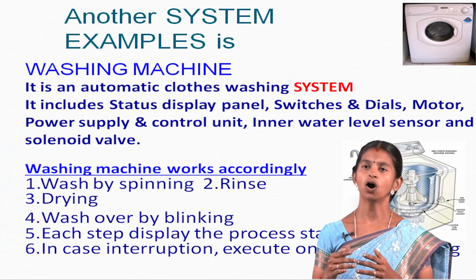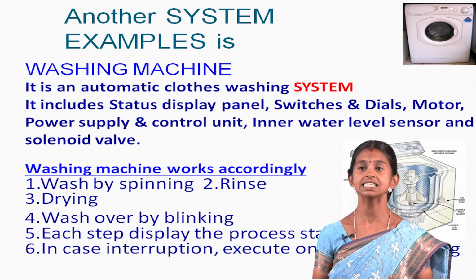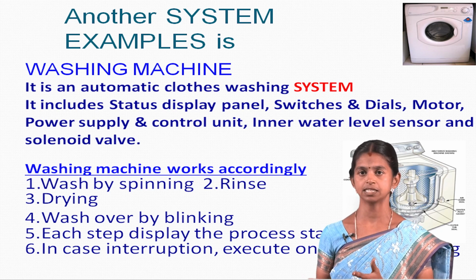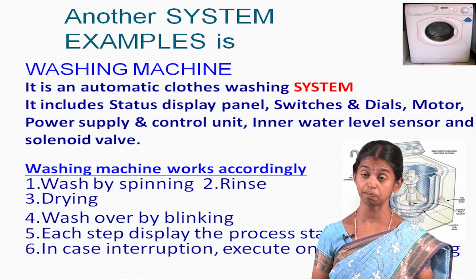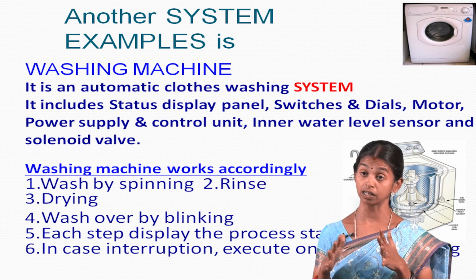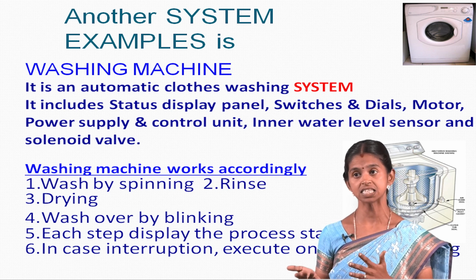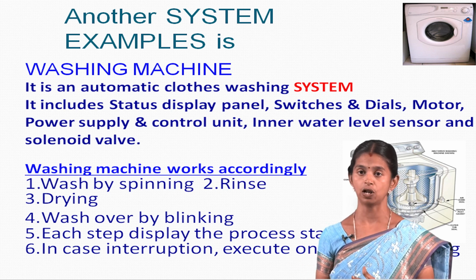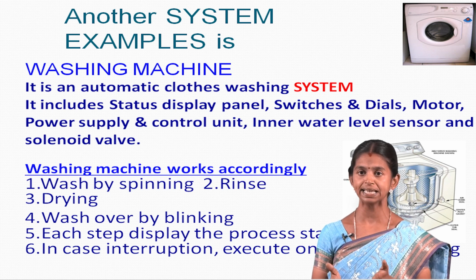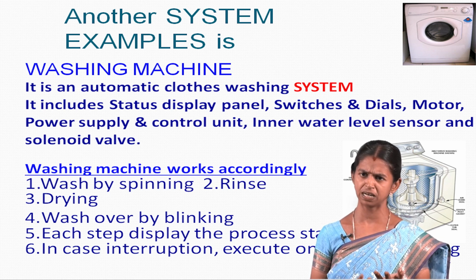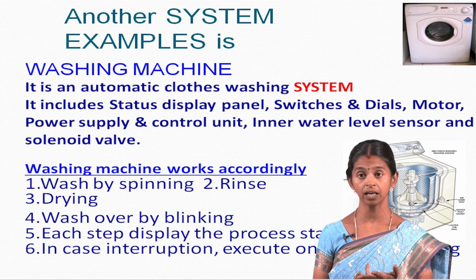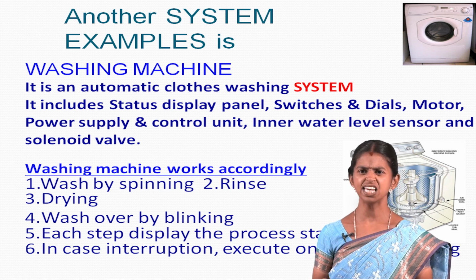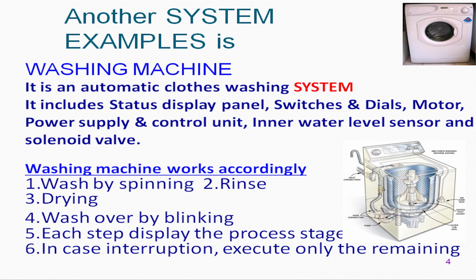Another example of system is washing machine. It is an automatic clothes washing system. It includes a status display panel, switches, dials, motor, power supply and control unit, inner water level sensor and solenoid valve. Washing machine works accordingly by wash, spinning, rinse, drying, wash over by blinking. Each step displays the process stage. In case of interruption, it executes only the remaining of them.